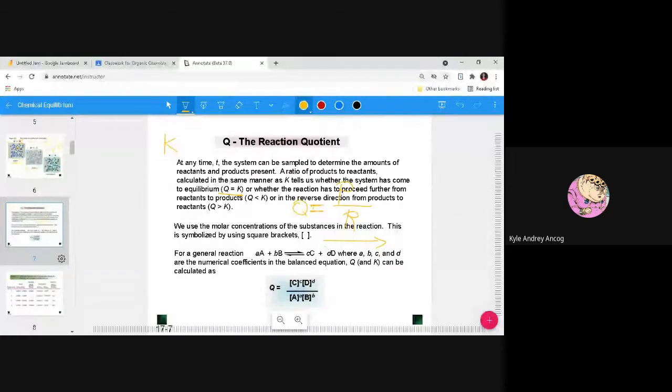It has attained equilibrium. It is in the state of equilibrium. Very good. So that's Q is equal to K.